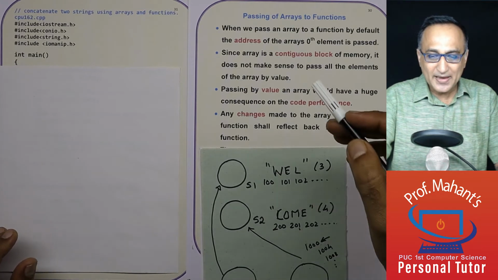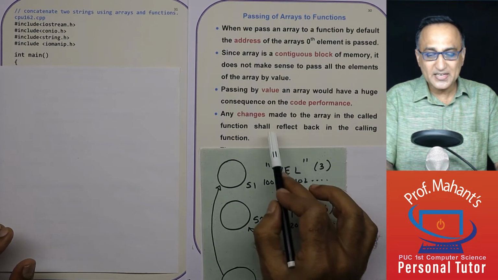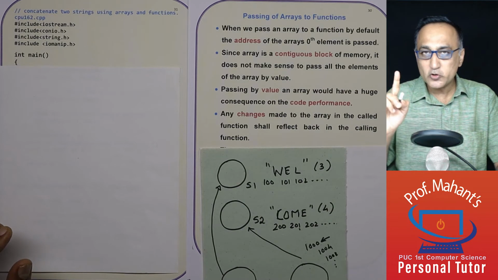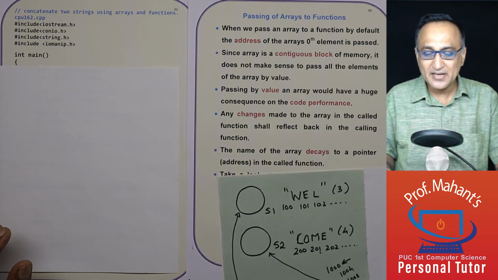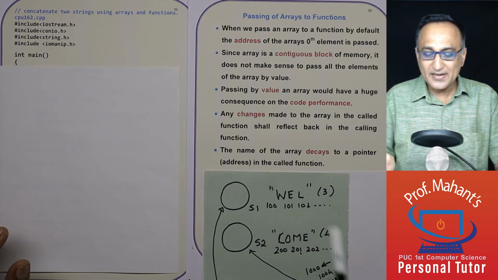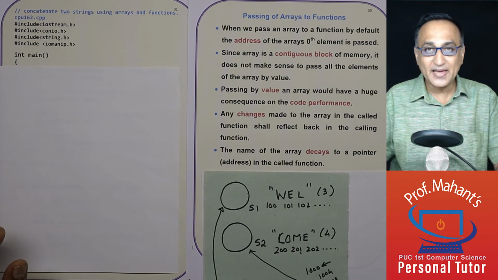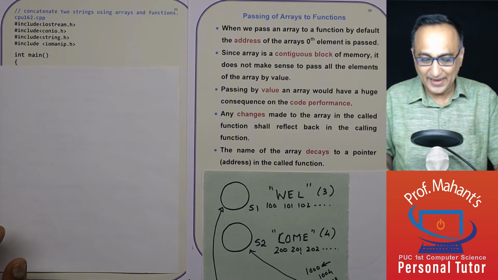So when you pass arrays to functions, you need to understand that any change you make to the array in the called function will also be reflected back in the calling function, because you're passing by reference or you're passing by alias. So what really happens is, the name of the array in the called function actually refers to the address of the zeroth element of the original array.